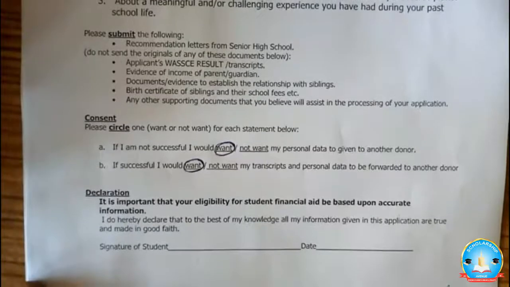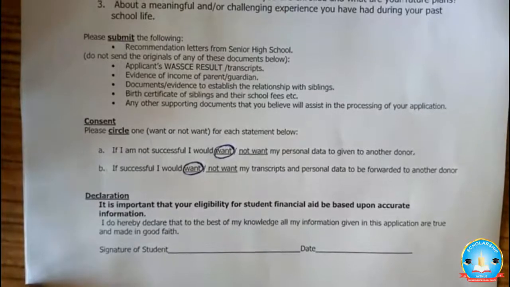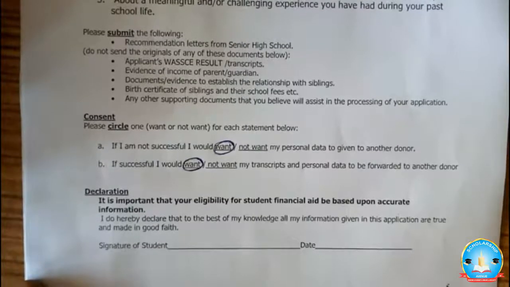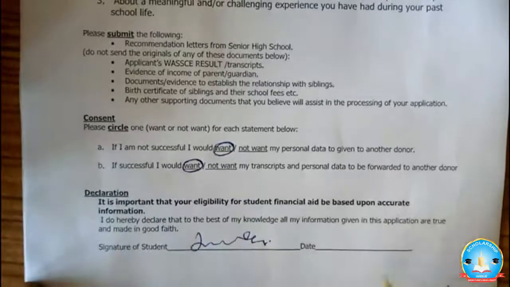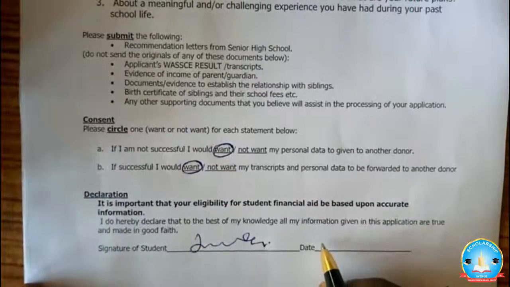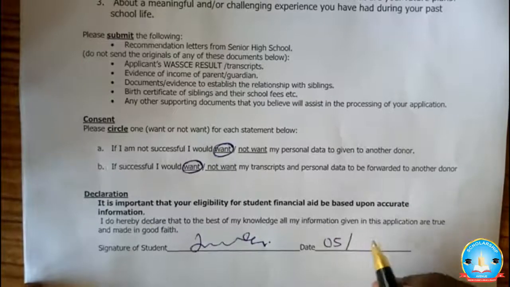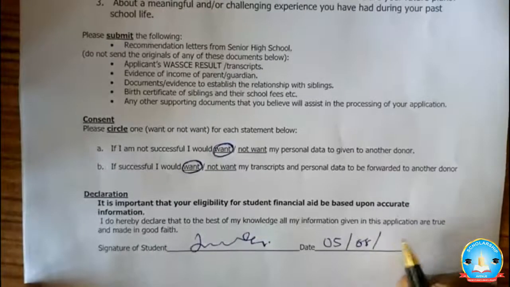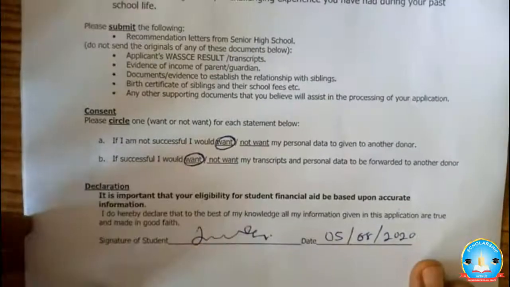It is important that your eligibility for student financial aid be based upon accurate information. I do hereby declare that, to the best of my knowledge, all my information given in this application is true and made in good faith. Signature of student. Note, this affirms that whatever you are providing or have provided is correct, and there is nothing like fraudulent information given, because if that is found, you can be jailed or face a law court. You have your date.